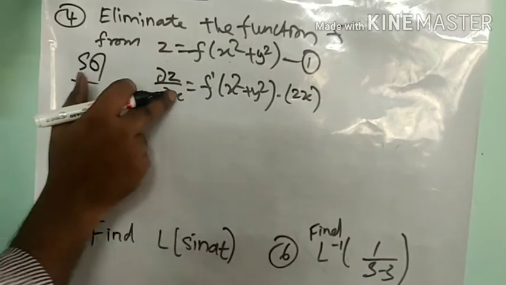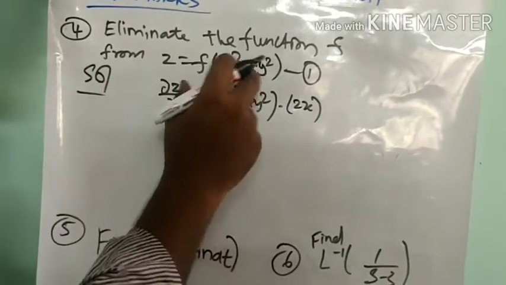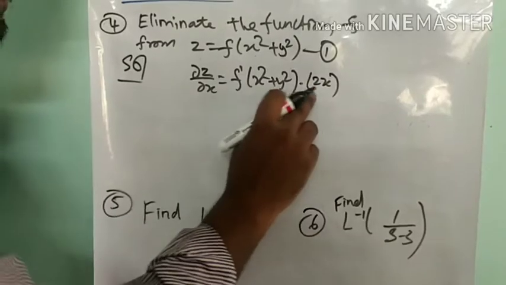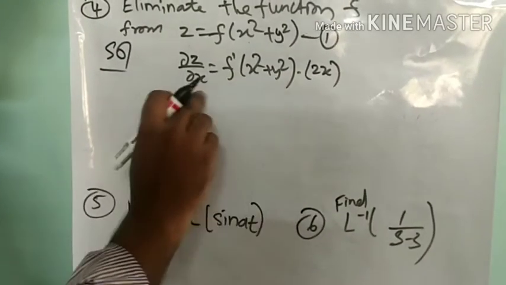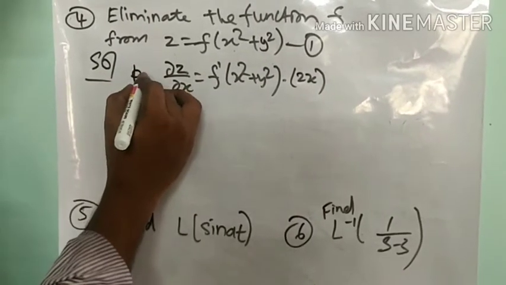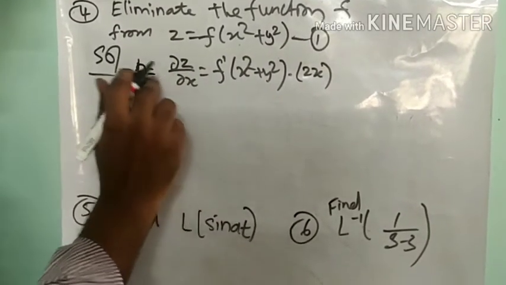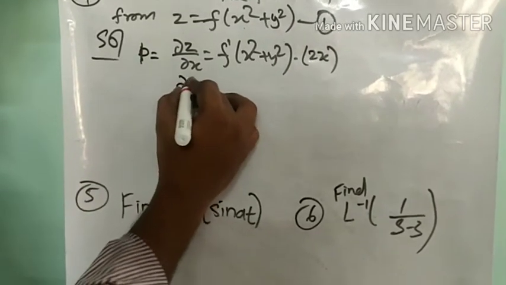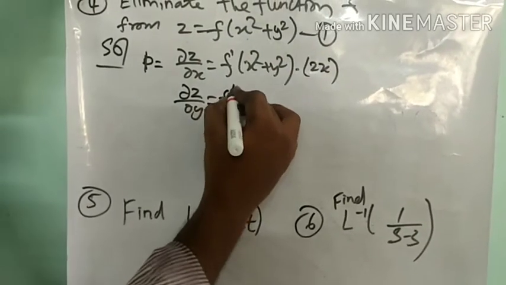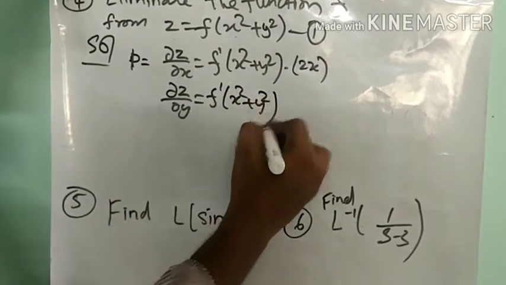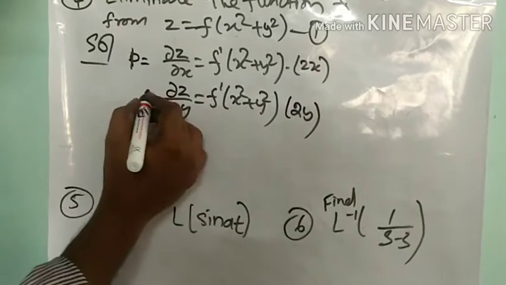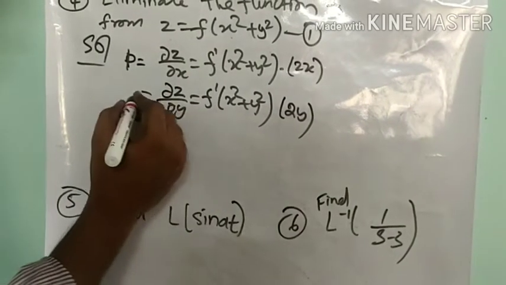So you write dou z by dou x equal to f dash of this whole thing, dotted with the derivative with respect to x. So x square gives 2x, and y square gives 0 because with respect to x there is no x in it. This dou z by dou x we take as small p. Now with respect to y, dou z by dou y equals, again the function f, that is f dash of x square plus y square times the derivative with respect to y: x square is 0 and y square is 2y. This dou z by dou y we call small q.